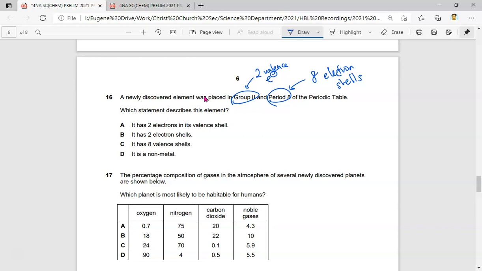2 electrons in a valence shell? Obviously, this is the answer. 2 electron shells is wrong. Non-metal, group 2 is all metal, so this is also wrong. Now, some people may have chosen 8 valence shells.